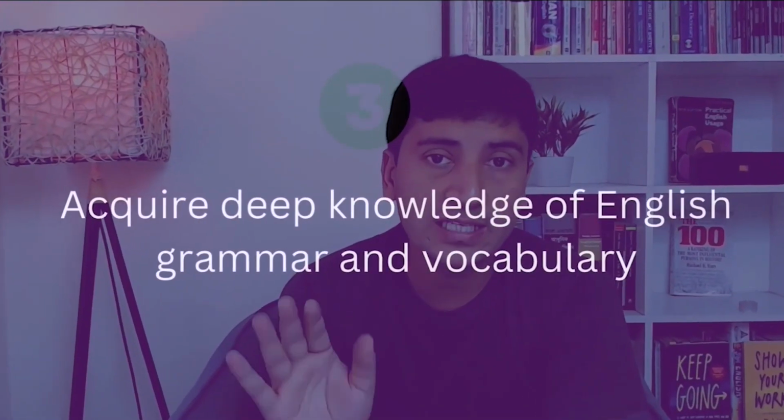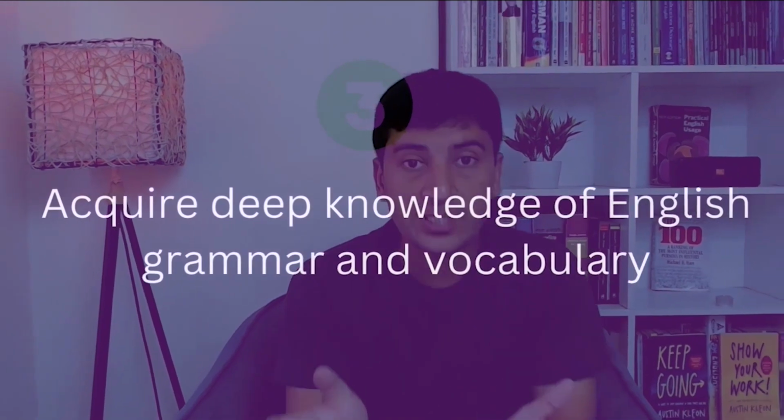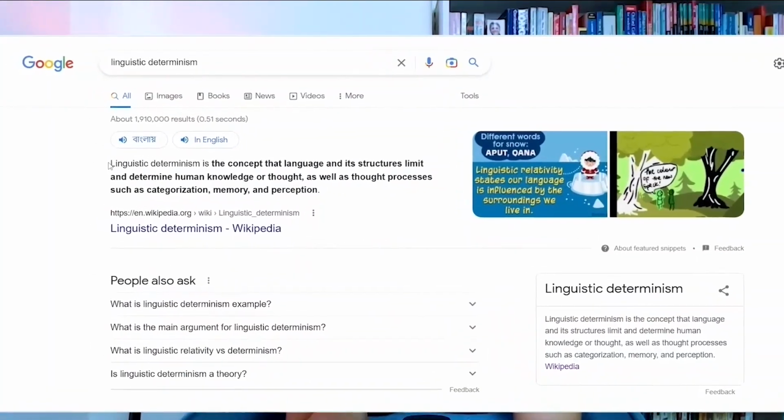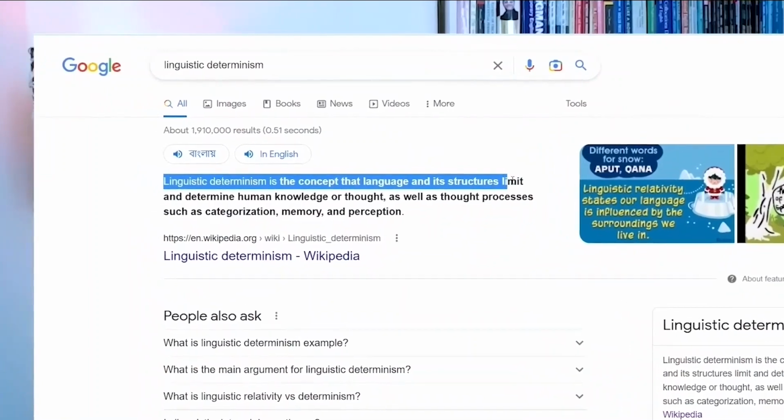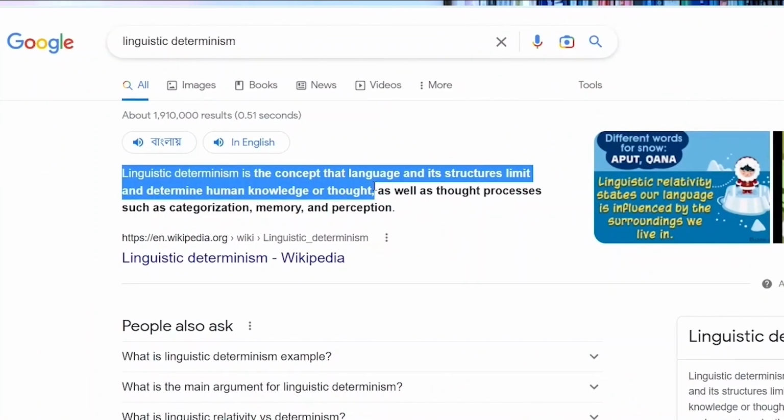Number 3, in order to think in English, acquire deep knowledge of English language. Researchers claim that your knowledge of a language limits your ability to think in that language. This is called linguistic determinism. Linguistic determinism is the concept that language and its structures limit and determine human knowledge or thought.